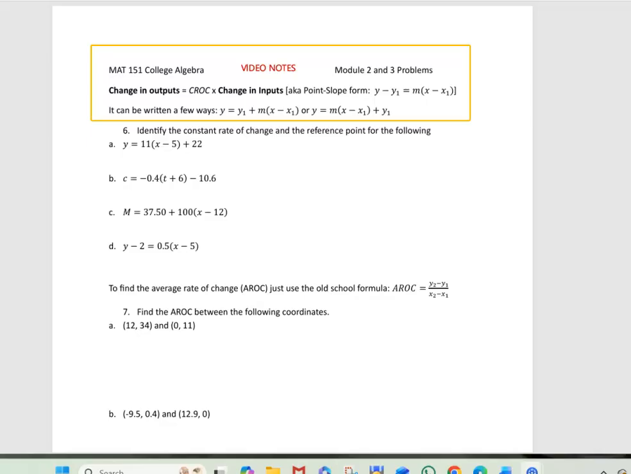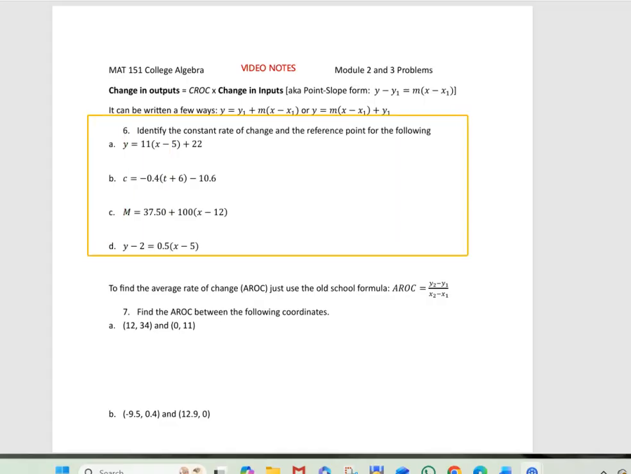So with that said, let's go ahead and focus our attention on number 6 now, where it says find the constant rate of change and the reference point. And by the way, up there in the notes, the reference point would be x1, y1. All right, why don't you pause the video and see if you can figure it out.